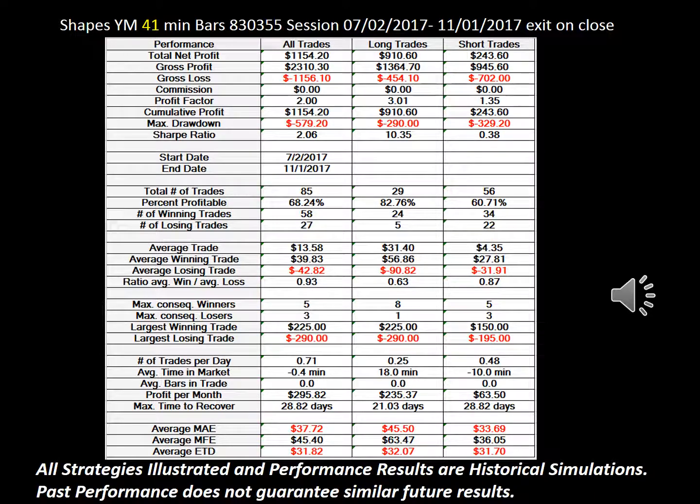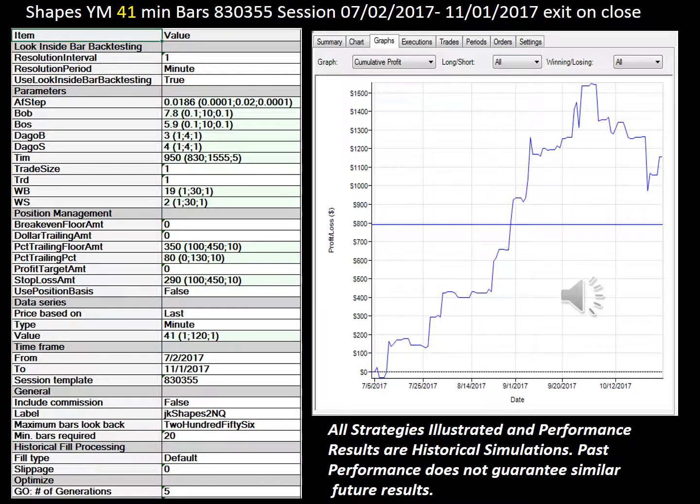Here's shapes on the mini Dow 41-minute, and again, the average trade size, Daddy go to town, is only $13. I'd stay away from anything that small and just go to a different market, which is obviously what I'm doing in real time. And here's the settings with the stop for the 41-minute bar mini Dow.